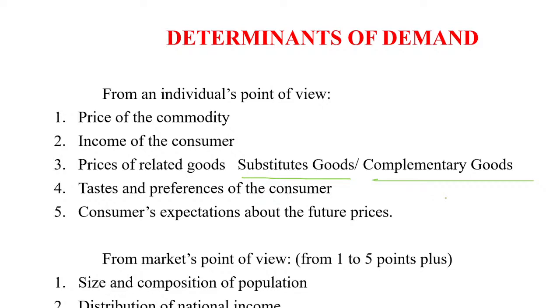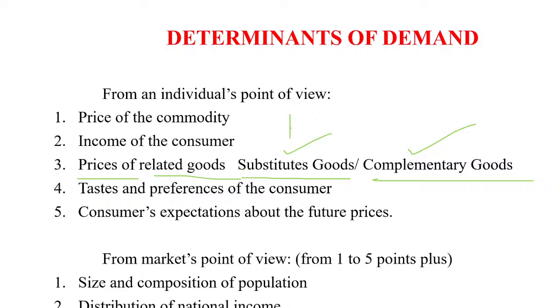But complementary goods means both the goods are going together. Substitute goods means tea and coffee. Complementary goods means both these goods are going together, like car and petrol, pen and ink, right? So these are the complementary goods. So price depends upon what is the price of your substitute goods or complementary goods. One by one we will talk about both these kinds of goods.